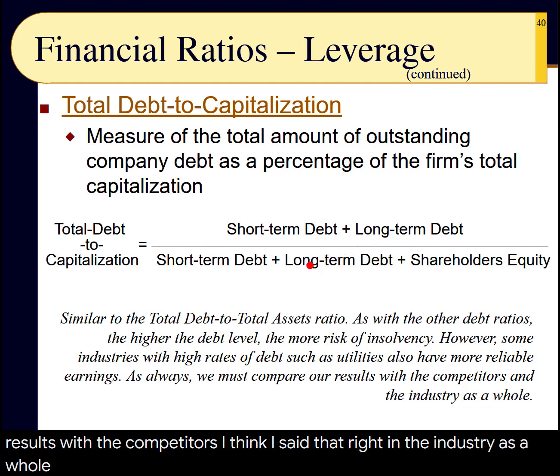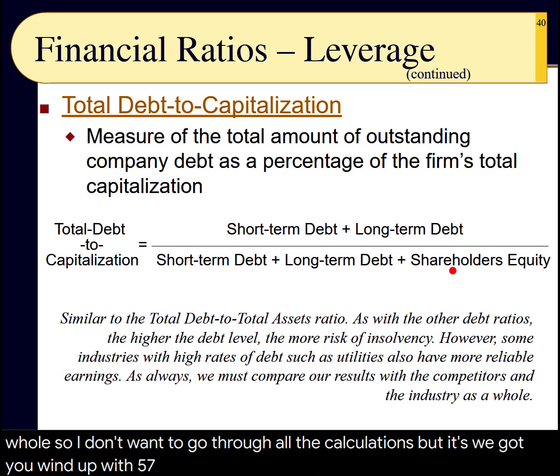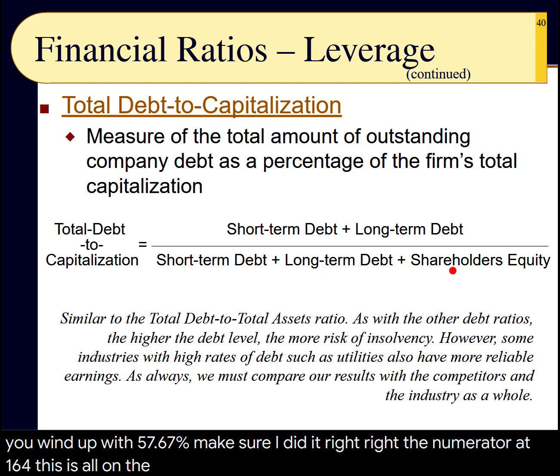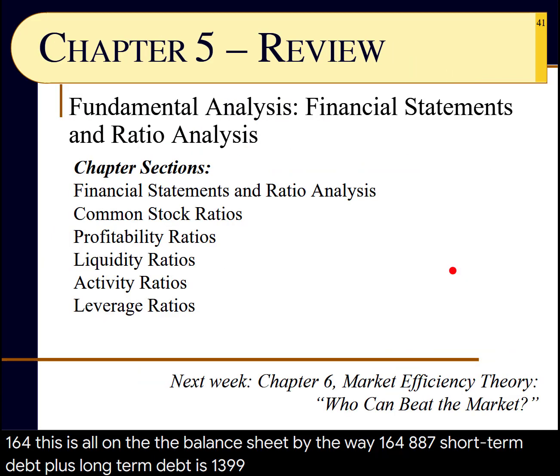In the denominator, you get 164,887 plus 1,399,676 plus the shareholders' equity of 1,148,547. So that's a total of 2,713,110. And I'm talking quickly, so slow me down or pause if you want to check it. And you get about 57.67%, about 58%. So a little bit less than the total debt to total assets, but still in the same ballpark, more than 50%. And that, dear students, is our discussion of financial statements and ratio analysis.